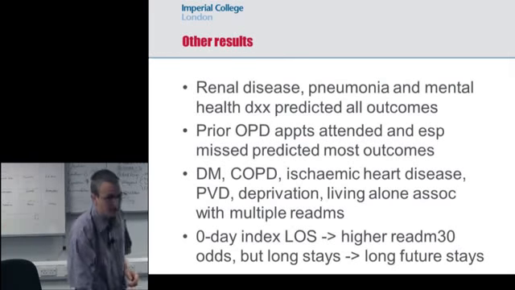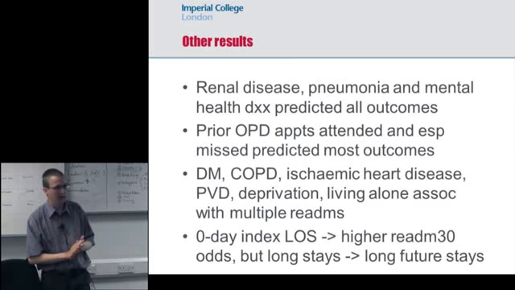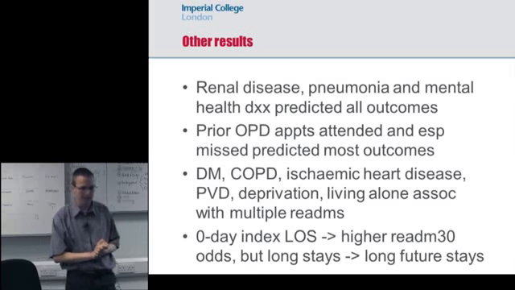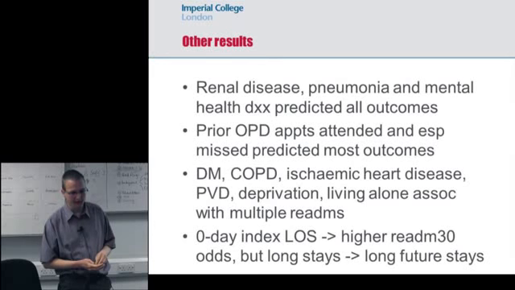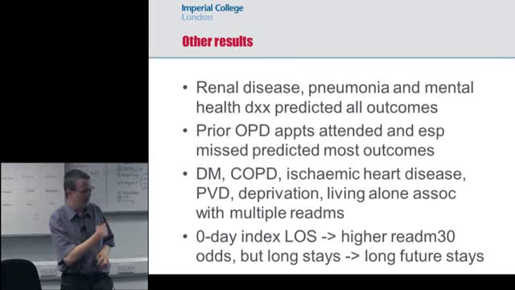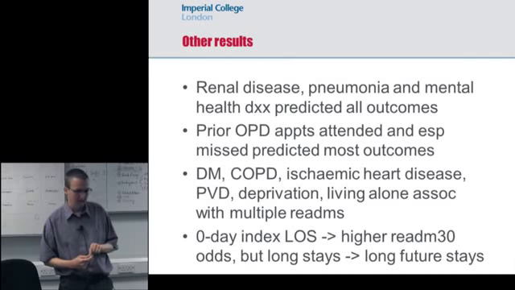So, as you might imagine, some comorbidities are kind of bad for you, whichever outcome you look at. Renal disease, pneumonia, mental health diagnoses are associated with a higher risk of any of these outcomes. Also, prior outpatient appointments, but particularly the number of prior outpatient appointments the patient had missed. And that was quite a strong predictor. We saw that earlier with readmission, but it's also the same for these count models too.